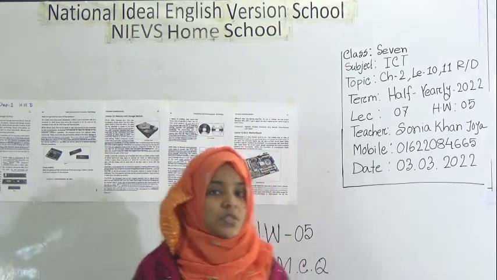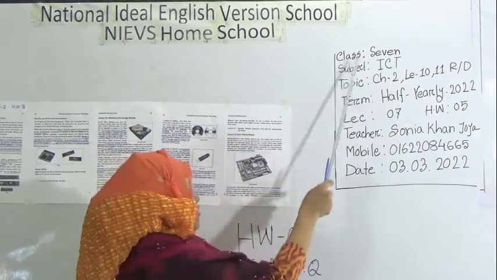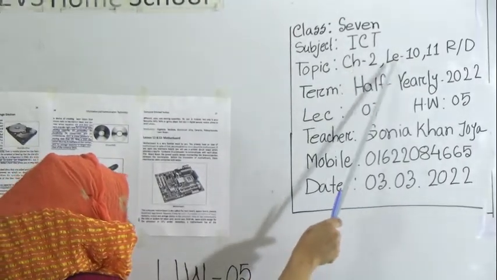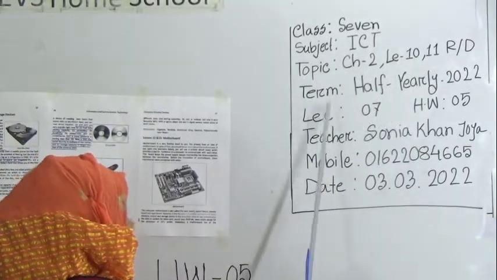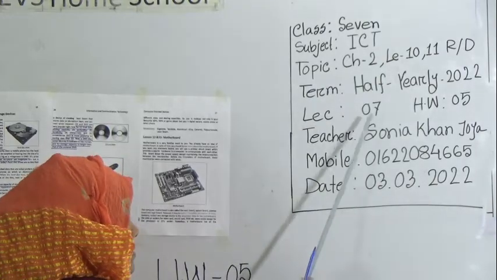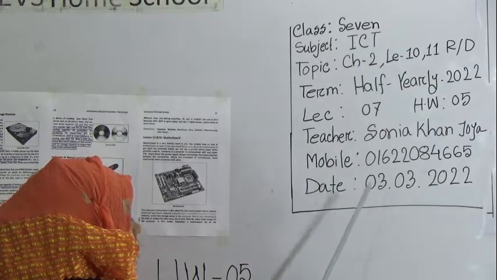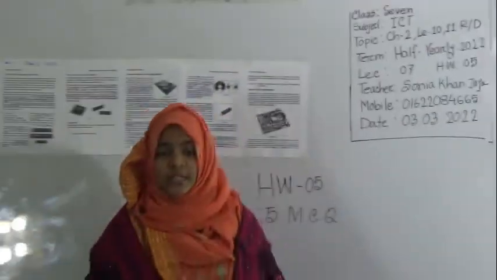Look at the board, my dear students. This is class 7, subject ICT, and your topic, Chapter 2, Lesson 10 and 11 reading done, and this is half yearly term, and your lecture number 7 and your homework number 5. This is your teacher name and mobile number and today's date. So my dear students, let's start our today's topic.